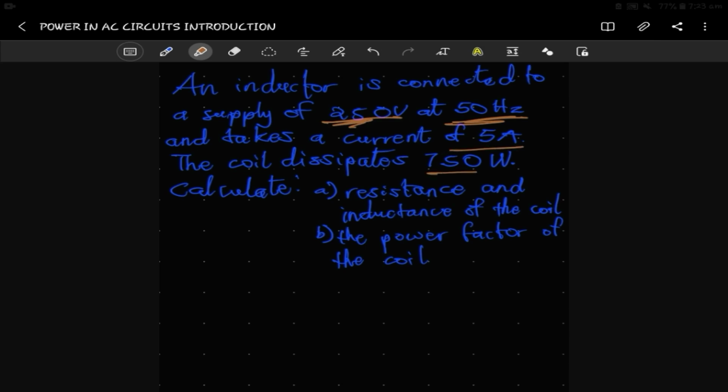The coil dissipates 750 watts, which means the true power. We are trying to calculate the resistance and the inductance. We know the symbols: resistance will be R, inductance will be L. Now we have all the data we need, and the power factor is just the PF, which we've seen to be the cos theta, or the cos of whatever angle.